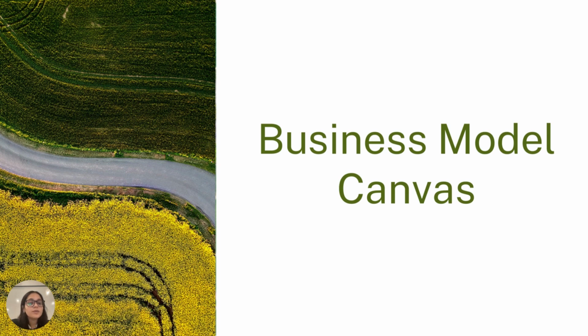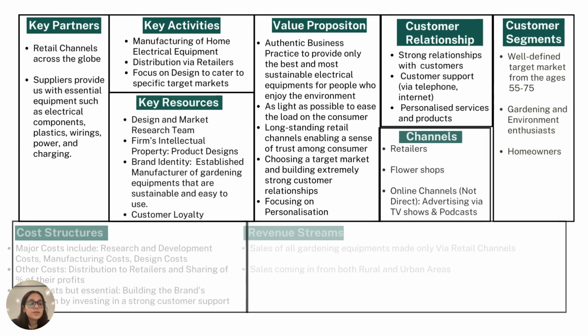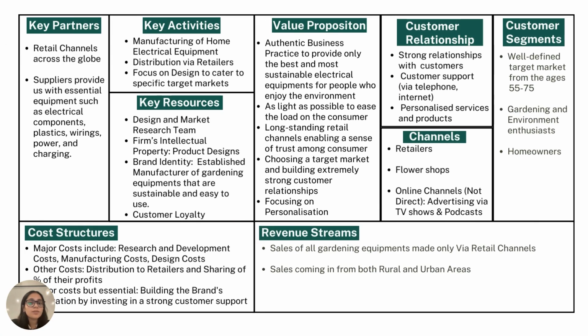Next, we move on to the business model canvas. The business model canvas talks about different elements. First, the key partners, which include the retail channels and the suppliers of essential components. Then we move on to the activities. FW3's main activities are manufacturing home equipment and distributing them via the retailers.